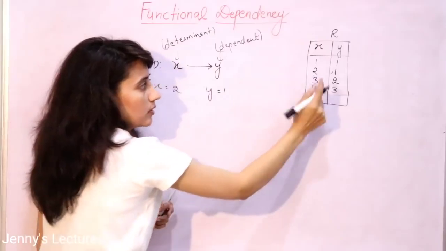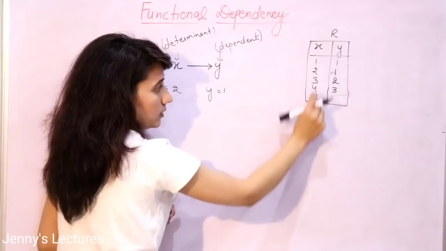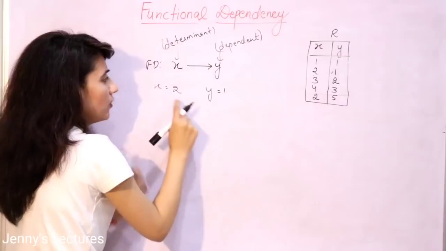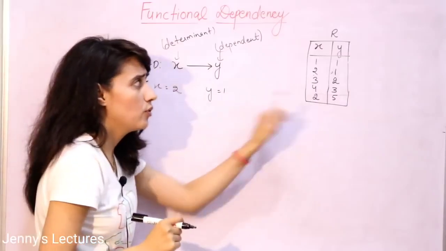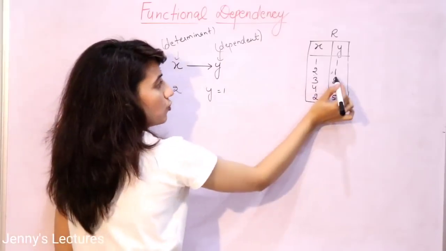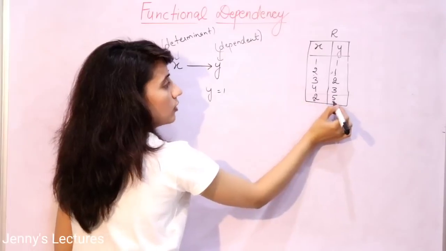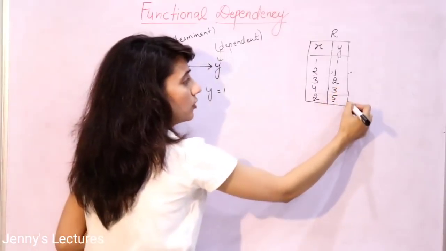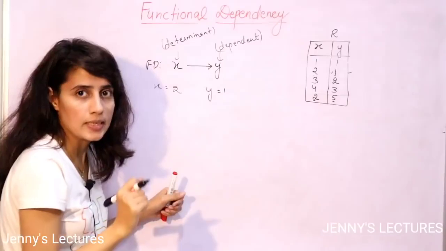Now suppose I have inserted one more row, that is this one, 2 and 5. Now if I say the value of x is 2, tell me the value of y from this table. Search what the value of y is. Now x is 2, the y value is 1. But again I have x is 2 and the y value is 5. Now which value are you going to tell me, 1 or 5? I cannot say. So this cannot be the case.